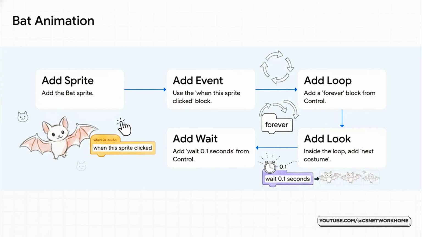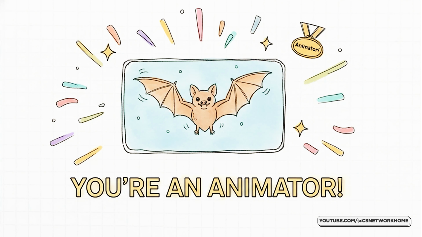The action itself is simple. Just switch to the next costume, which will make the bat's wings look like they're flapping. And finally, we'll toss in a tiny wait block, just to slow it down a bit so it looks more like natural flight. And boom, that's it. You click the bat and its wings will just keep flapping. And just like that, you're an animator. See? It's really that easy.